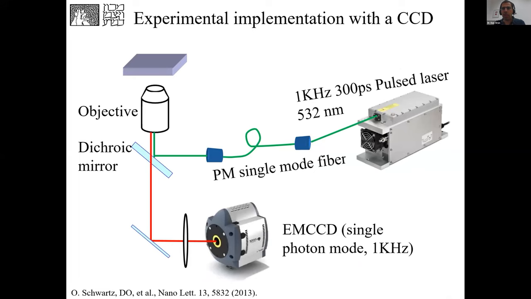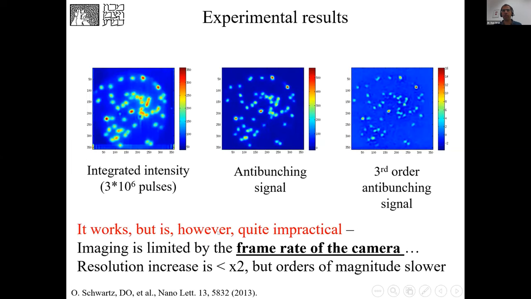So how can you experimentally implement this? The experiment is actually very easy, right? You take a pulsed laser that operates at the same rate as a single photon sensitive camera, in this case an EMCCD operating at 1 kilohertz. So you have one excitation pulse per frame, and you make sure the pulses are so short, much shorter than the radiative decay of the emitter, that you cannot re-excite the emitter within the pulse. And now you look at correlations. You oversample so that every diffraction-limited spot is imaged onto several pixels, and you measure the correlations. That's a very simple experiment.